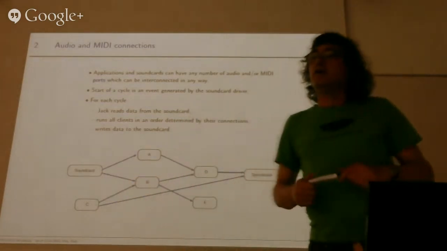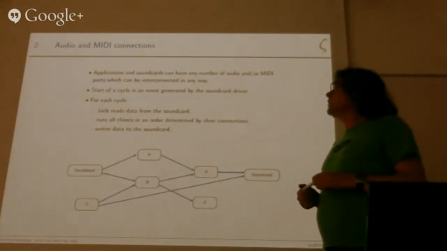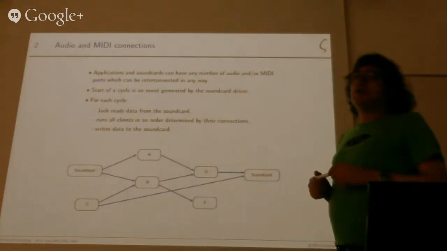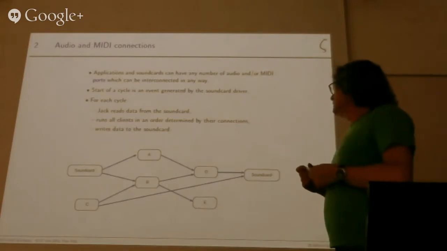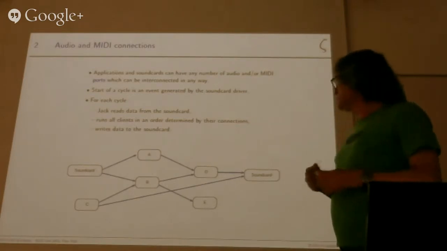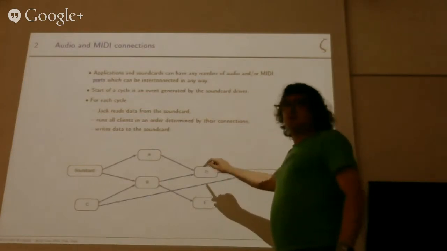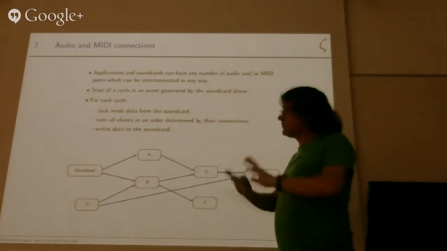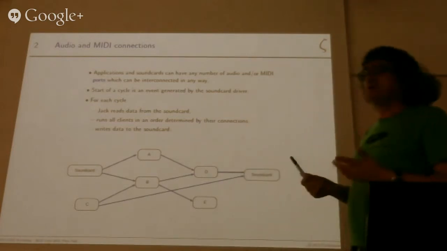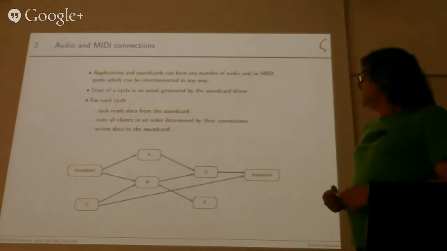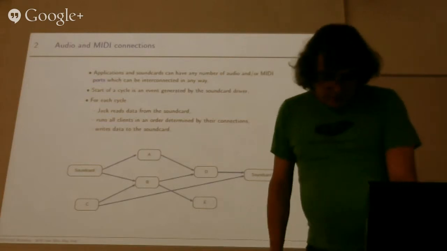And the number of samples per cycle, is it the same for all the clients, or every client can configure? It's the same for all clients. There are some clients which internally use larger periods to do certain things, but that's nothing to do with Jack. But it's possible to do that. So entirely cyclic.